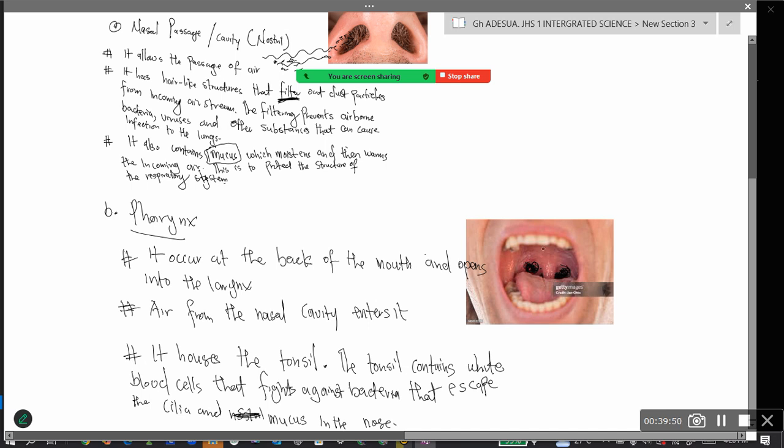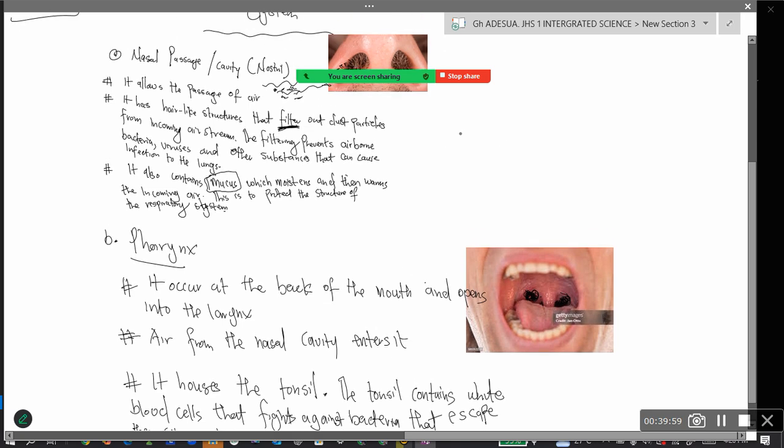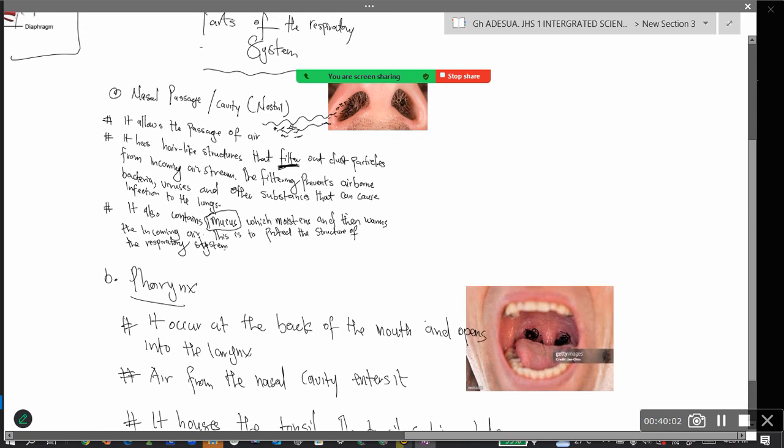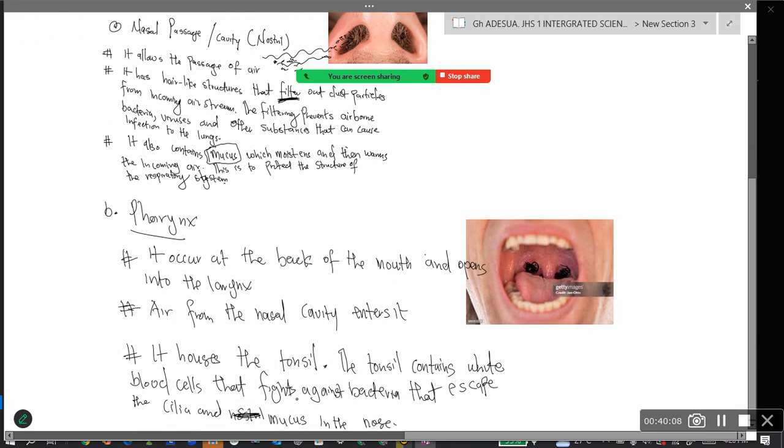Now, what happens is that if the particle or the bacteria is too stubborn, to the extent that it escapes the hair, passes through the air, and dodges all the hair particles, and it eventually also dodges the mucus and everything, and finally comes to the tonsils. The tonsils have white blood cells, and those white blood cells are like soldiers. They will just trap those dust particles, and that will be the last stop of whatever bacteria or viruses. So that is one function of the pharynx.